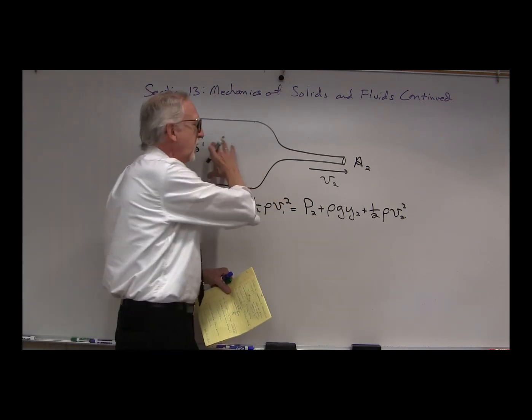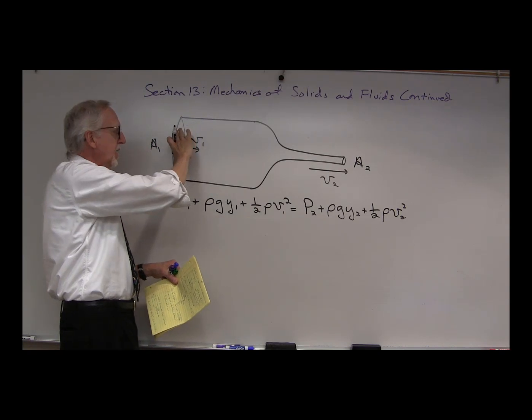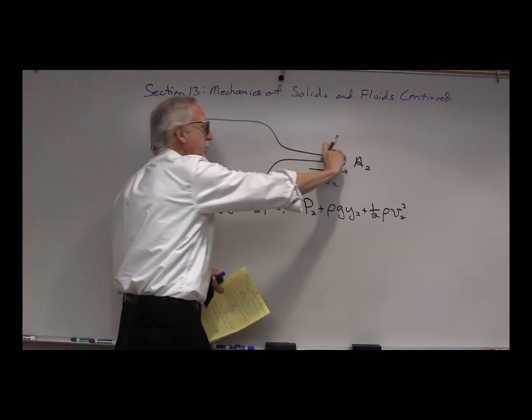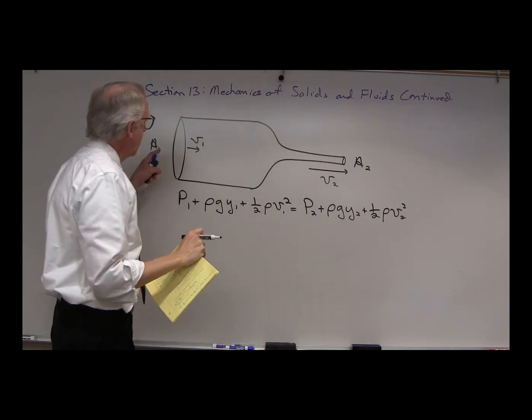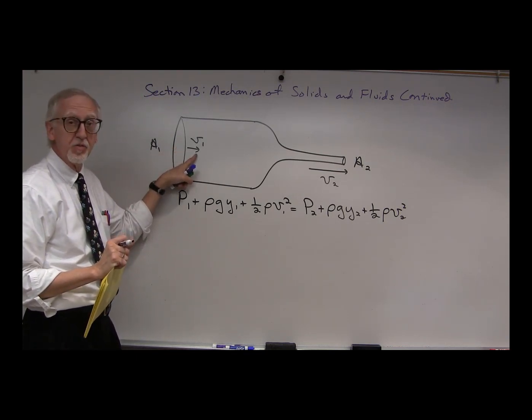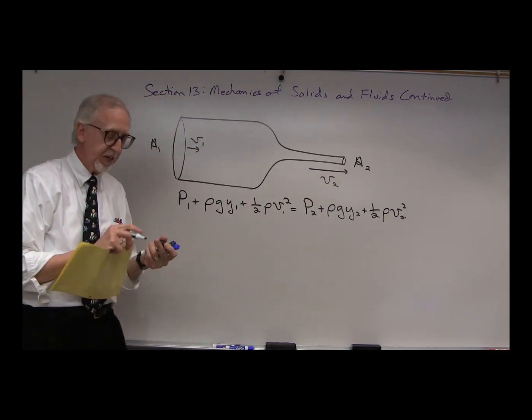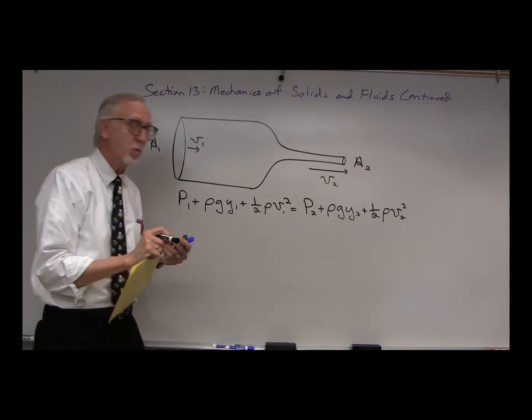Let's go back to a horizontal tube again, and we're going to look again at a large section narrowing down into a small section. Again, over here we'll have an area A1 at fluid velocity V1. Over here, area A2, fluid velocity V2. Now, what does Bernoulli's equation tell us?